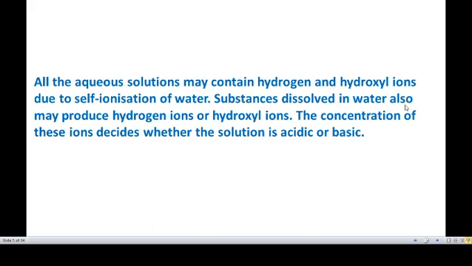Substances dissolved in water also may produce hydrogen ions or hydroxyl ions. The concentration of these ions decides whether the solution is acidic or basic. This is the important point.